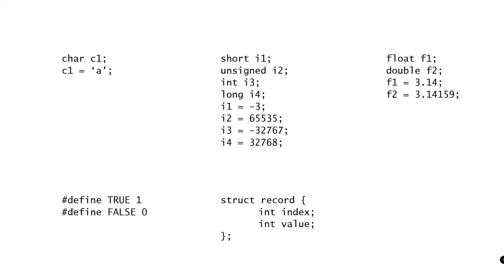C does not provide a direct Boolean type, but we can use, for example, the constant facility, also known as pound define, in order to create constants like true and false.